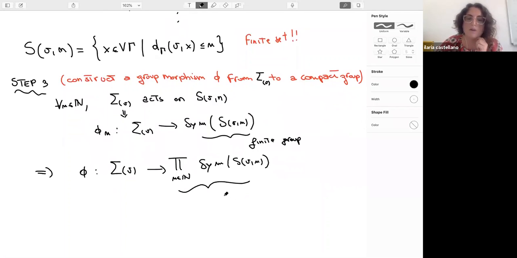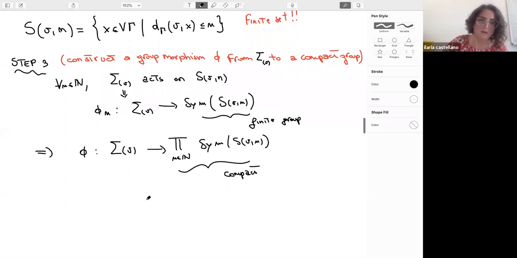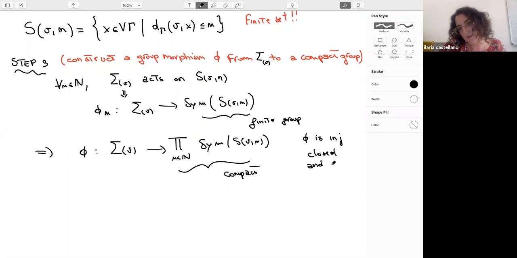And this group now is compact by Tikhonov's theorem. And the claim, I'm not going to prove it, but you can find it in the notes, is that phi is injective, closed, and continuous. And this is going to be enough to prove that phi is a topological isomorphism of the stabilizer of one point onto a closed subgroup of this compact group. And this means that sigma V is going to be profinite.